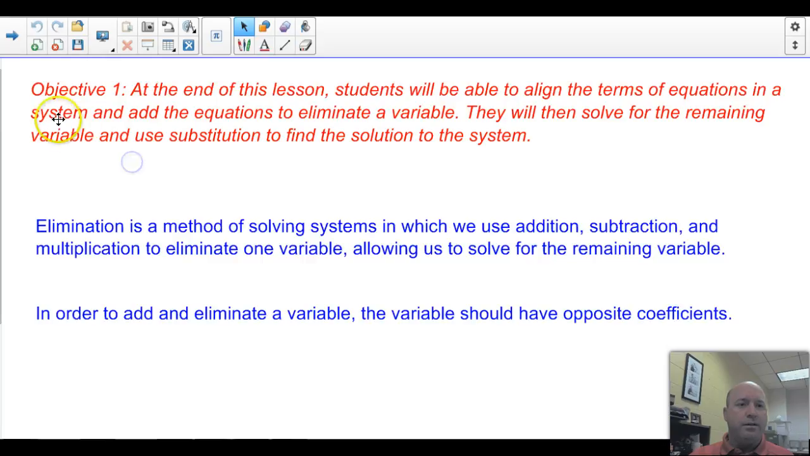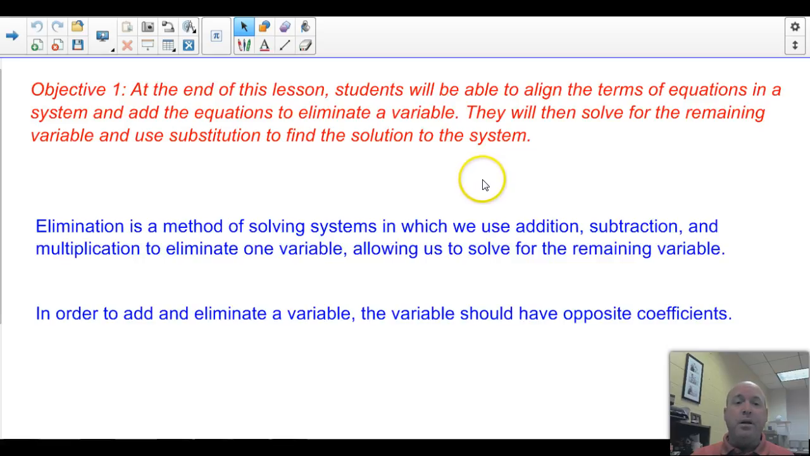The first objective here is that we're able to align the terms of an equation in the system. So you have to align terms so that the x's are with x's and y's are with y's. And then we add the equations to eliminate a variable. Okay, so for objective 1, we're just going to be adding equations, and it eliminates a variable, and we'll get more into that. And then after we eliminate one of the variables, we solve for the remaining variable, and we use substitution to find the ordered pair that we're talking about.